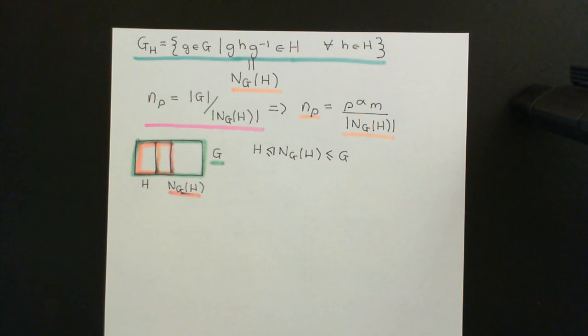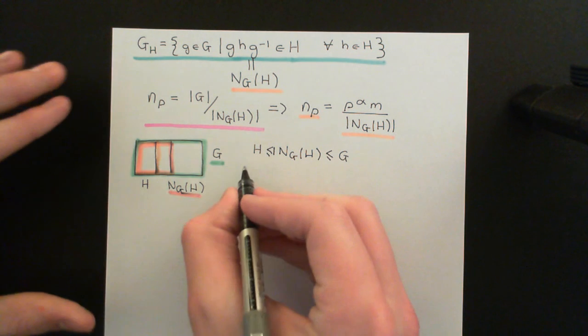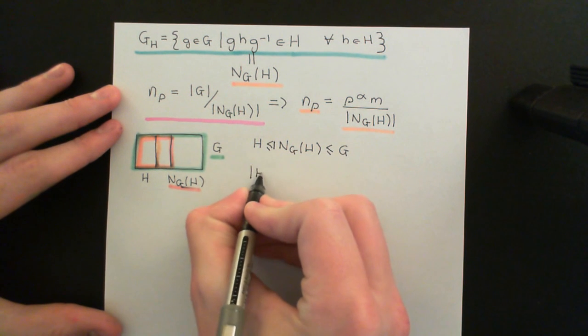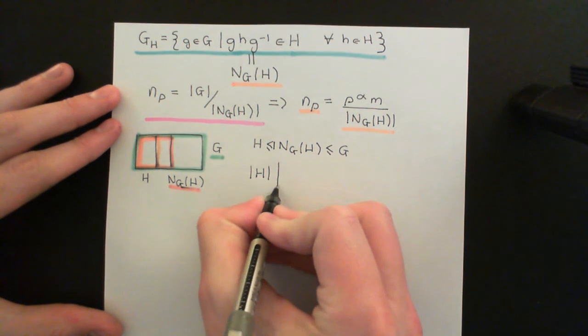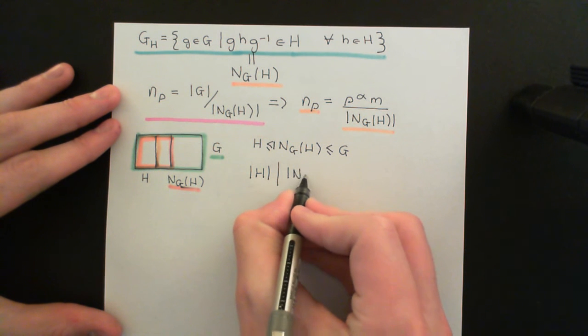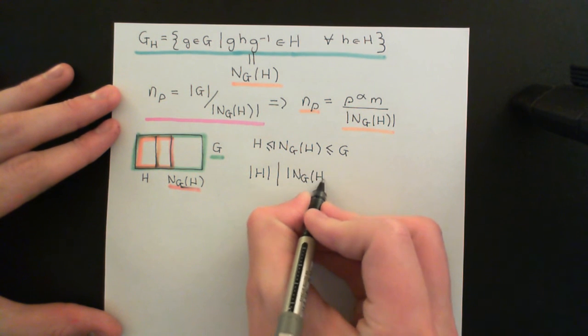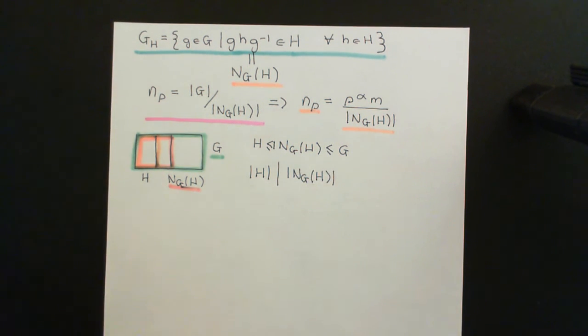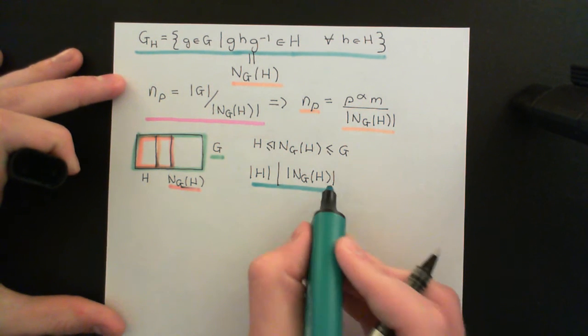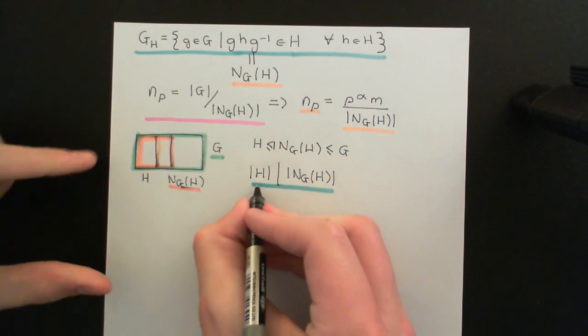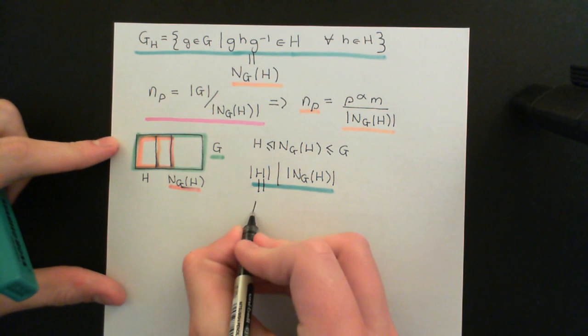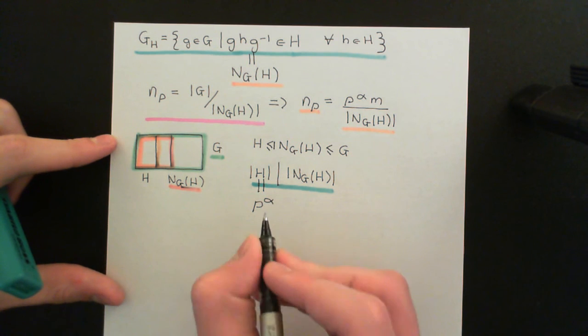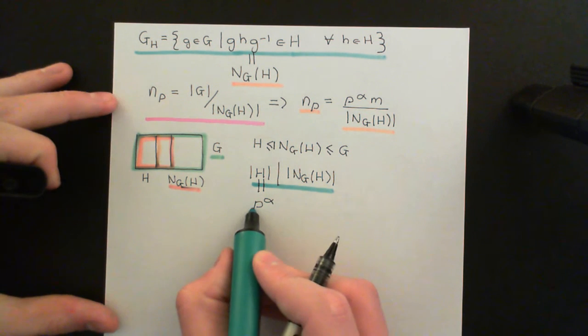Okay, why do we need that? Because we can now apply Lagrange's theorem. Lagrange's theorem tells us that the order of the subgroup capital H must divide the order of the larger group, which in this case is the normalizer of H in G. Okay, so this is going to be really, really powerful, because what do we know about the order of this subgroup capital H? Well, it is p to the power of alpha, because it's a Sylow p subgroup.